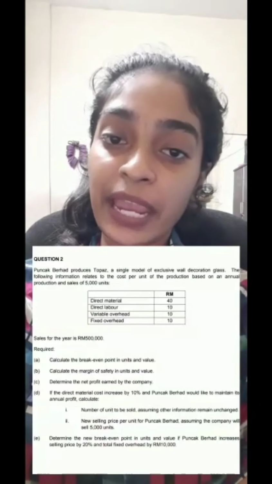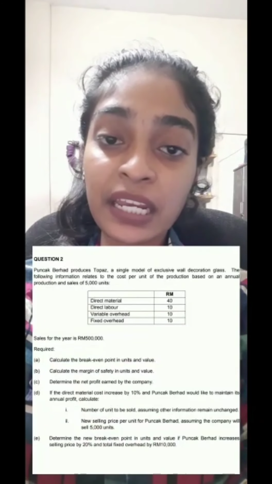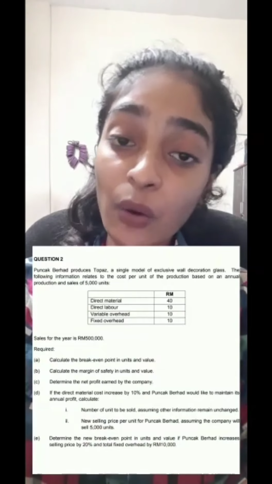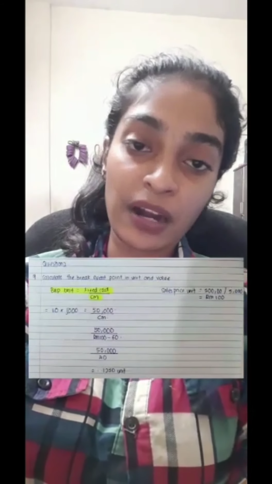A very good day to everyone, my name is Rachel Salim. For now, I'm going to explain question 2A, B, C. For A, we were asked to find the break-even point in unit and value. So how do we calculate the break-even point in unit? We need to use the formula of fixed cost divided by contribution margin.